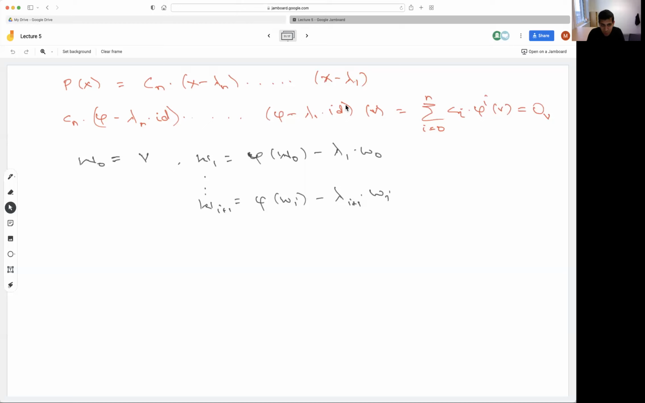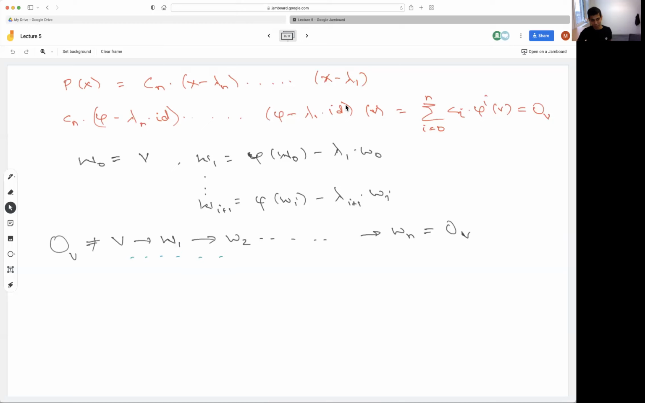Okay. So we started with V. We mapped it to W1, then we mapped it to W2, and so on, and we mapped it to Wn finally. This was not 0, and this was 0. So we have this kind of chain of points we got.